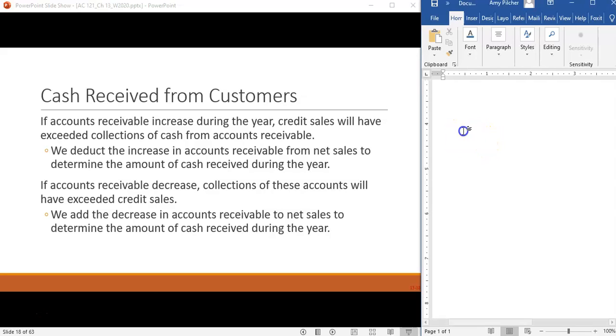So the first thing in our statement of cash flows operating section is cash received from customers. So we take the amount for sales off of the income statement, which is $900,000, and we deduct that increase in accounts receivable of $30,000, giving us cash received from customers of $870,000.